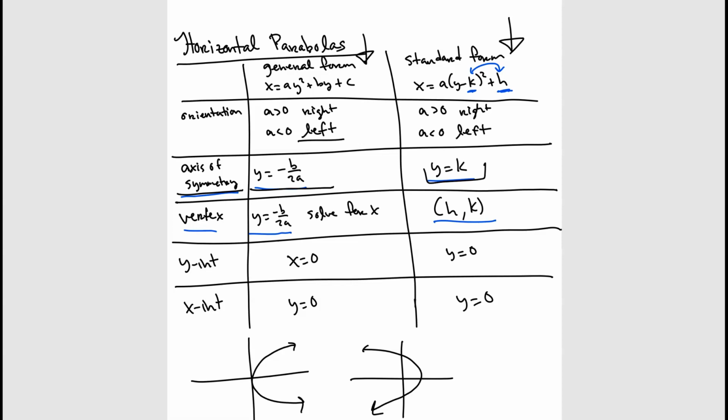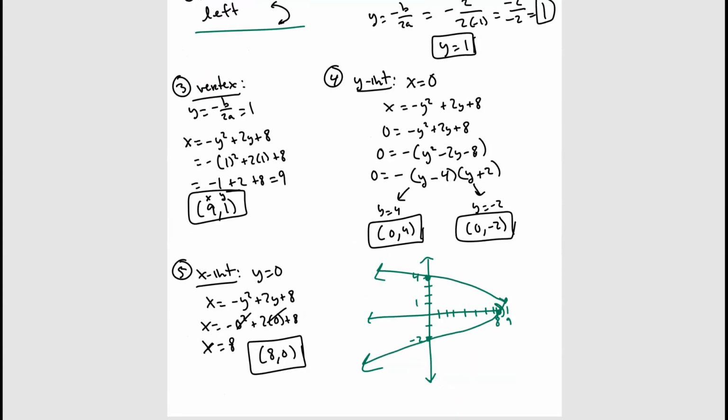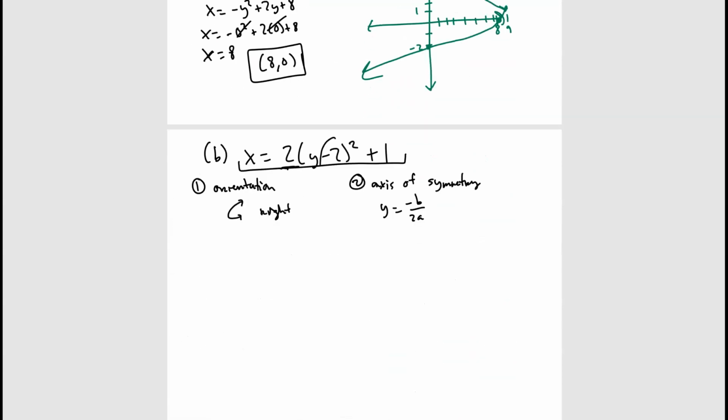We just know that it's going to be y equals k. K in this case is the number on the inside. That's the opposite of that. So now all we got to look at is the number on the inside. The number on the inside is 2. So my axis of symmetry is not going to be y equals -b over 2a. It's going to be y equals 2. That is my axis of symmetry.